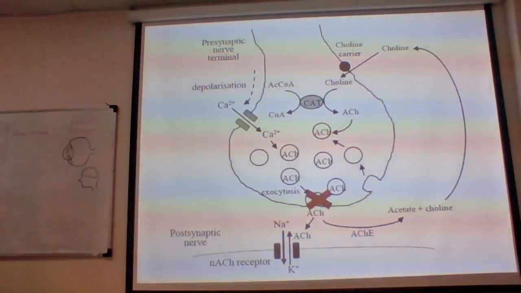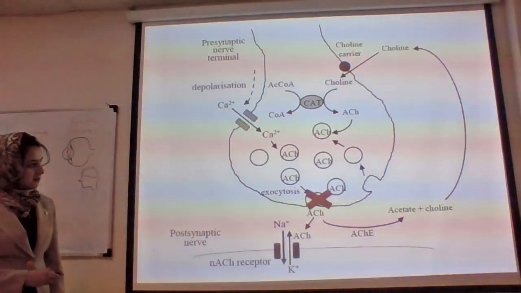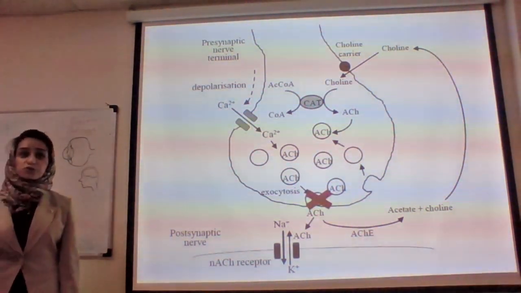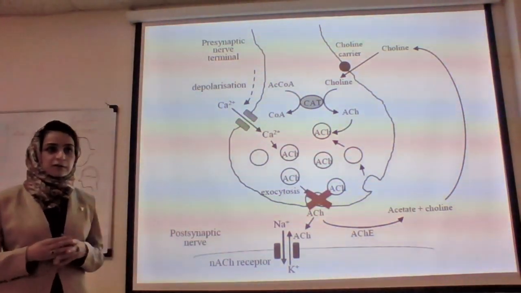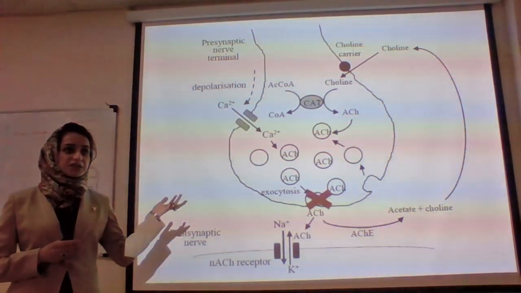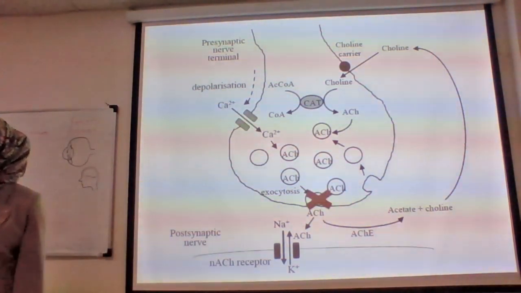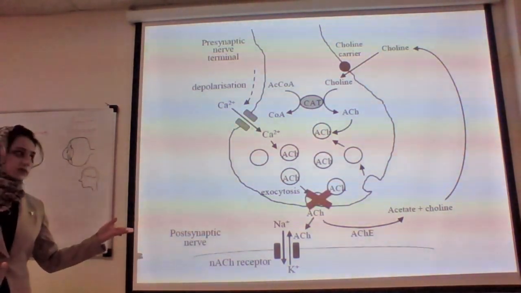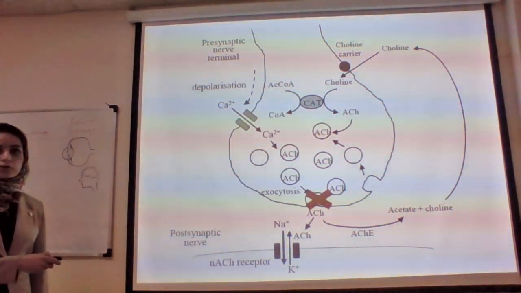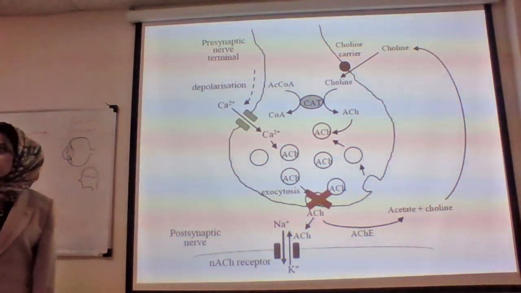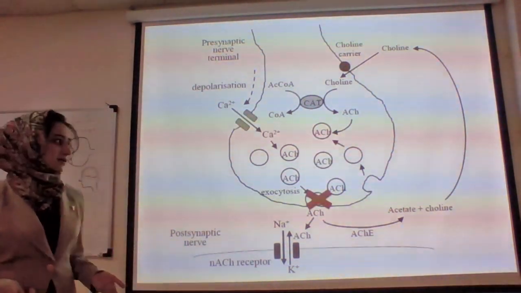Botulinum toxin, Botox, is injected as a muscle relaxant. It will interfere with the calcium-induced exocytosis. So this is the action of botulinum toxin: it interferes with calcium-induced exocytosis of acetylcholine, so acetylcholine is not released. If acetylcholine is not released in the muscle, it will cause what? It will cause muscle relaxation.